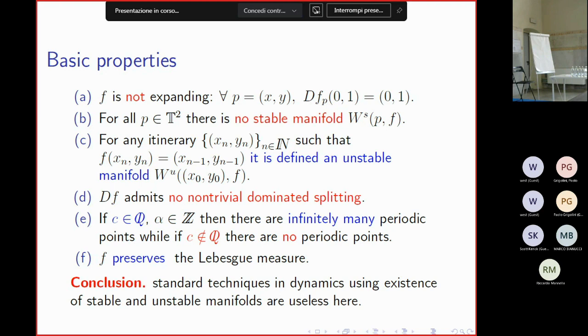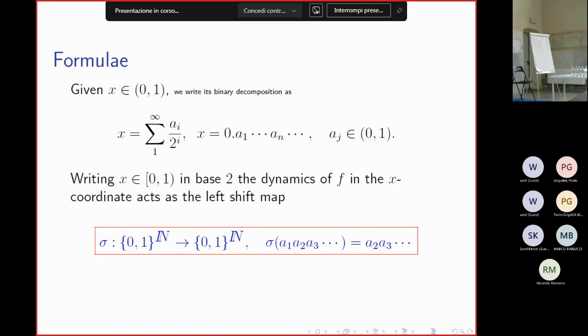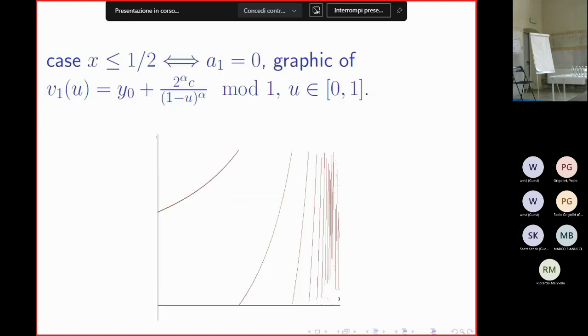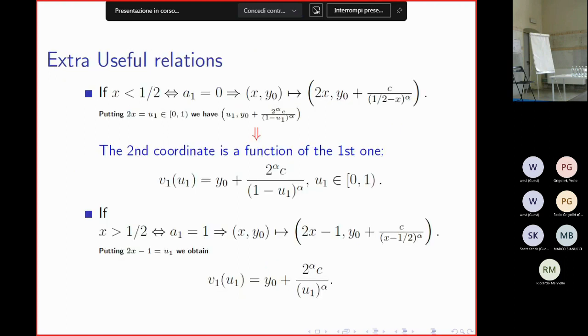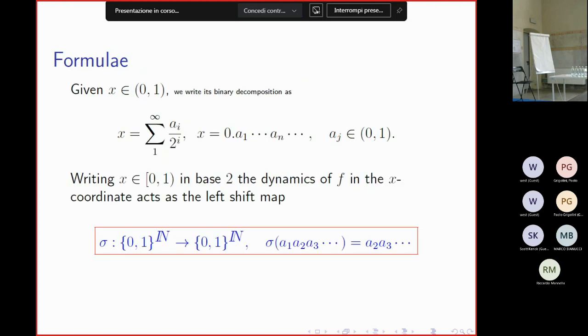Conclusion: standard techniques in dynamics using the existence of stable and unstable manifolds are usually useless to get any result here. And we have a formula. I think that I will skip the formula, but I'll be back here. Why will I talk about the formula?